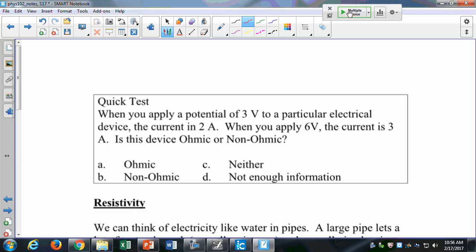Let's see. Let's try this one. This one's very similar to the one you just did. You apply 3 volts to an electrical device, you get 2 amps. When you apply 6 volts, the current is 3 amps. Is this an ohmic or non-ohmic device?